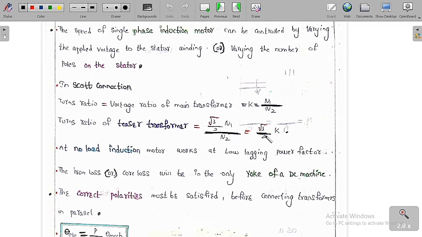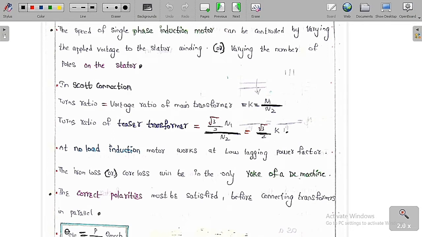Turns ratio means the ratio of the primary winding turns to the secondary winding turns. Whereas the transformation ratio is the reverse, the ratio of the secondary winding turns to the primary winding turns. It's a very important point. Simply put, the transformation ratio is the inverse of the turns ratio.